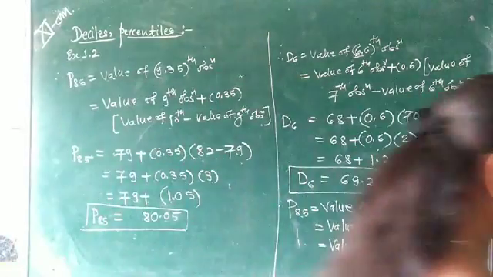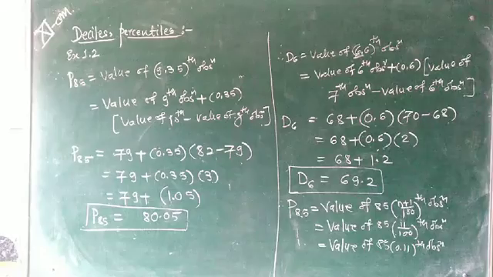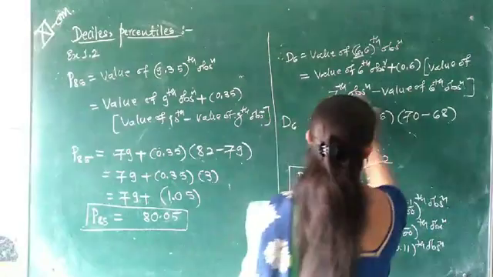Now see the next question, question number 2. The daily wages in rupees of 15 laborers are as follows.